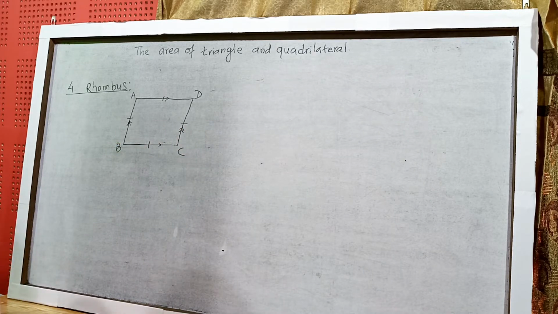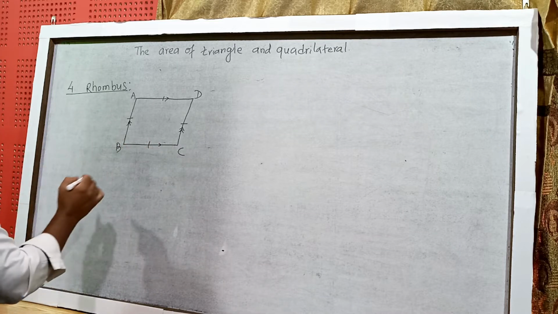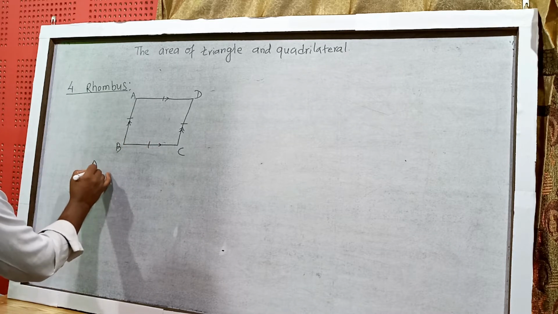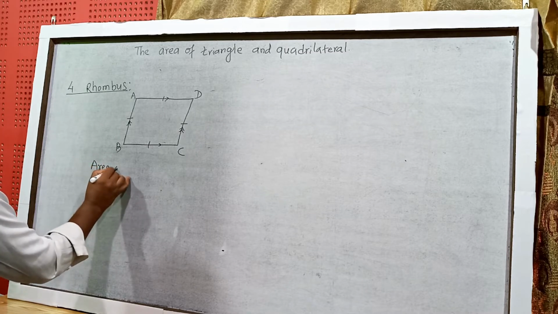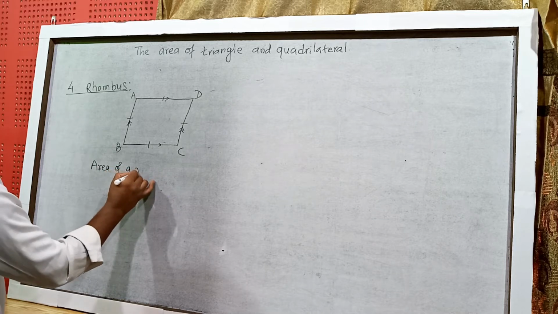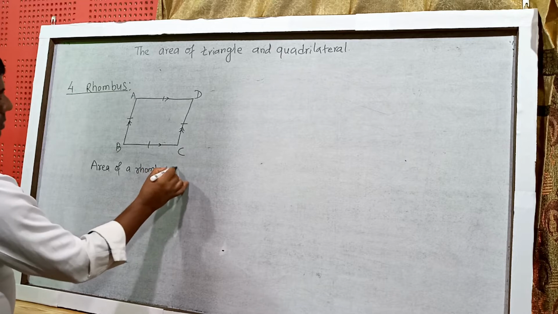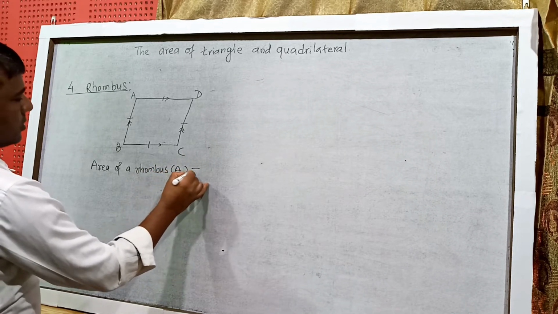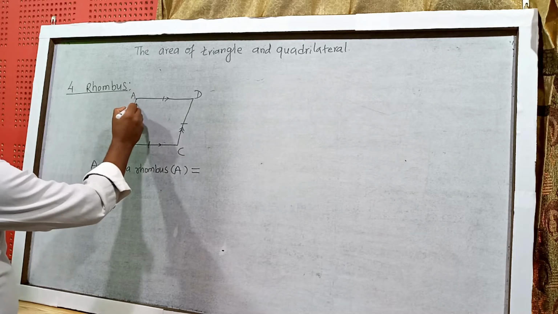A rhombus is a parallelogram having all sides equal. So the area of a rhombus, A, equals base into height, because it is also a parallelogram.